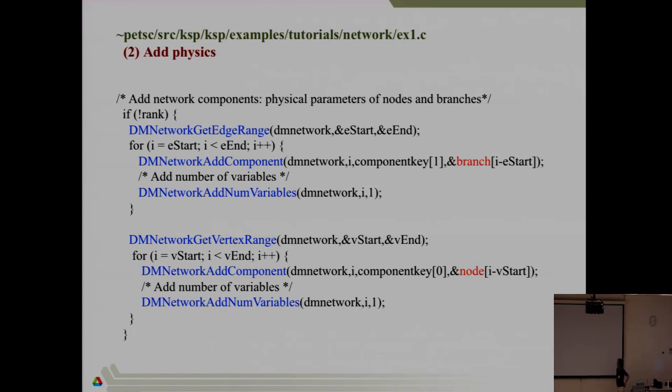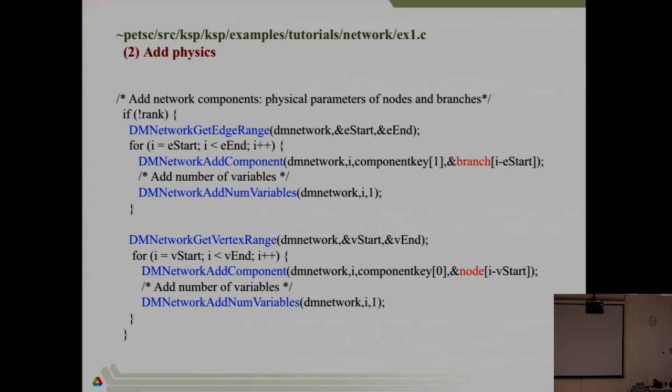And then the next one is adding component, right? So add physics. And first we need to query each individual edges. And this is a very good thing I like about the DMNetwork. Overall, it's so complex, right? You have a networks, or you have a network on networks. And then by query, you only look at one edge, one vertex at a time. Once you look at one edge, it's a very simple thing. So you query the total range of the edges. And then for each edge, we add the branch. That's a physics, user physics, into it. And then you have to tell the PETSc library how many variables for that edge, right?